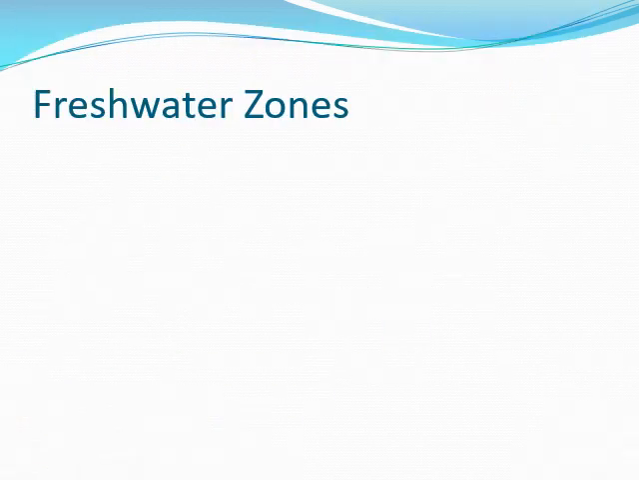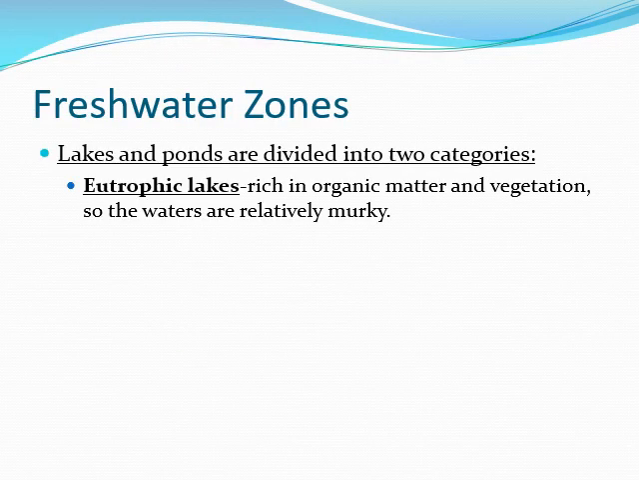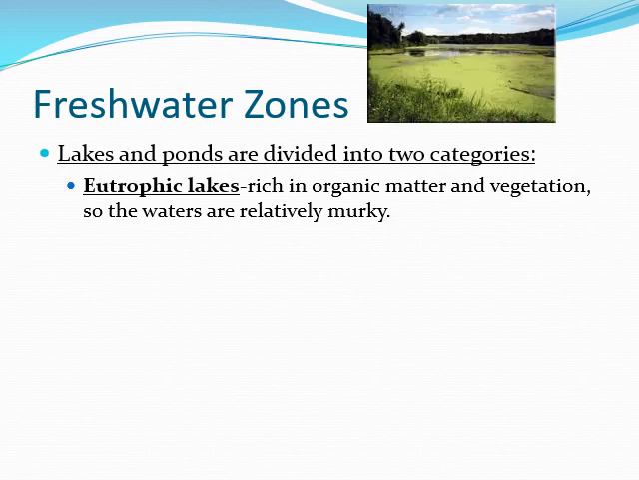We are probably most familiar with the freshwater zones in our area. This includes things like lakes and ponds, for example. There's actually two categories of lakes and ponds when we look at what the water's like. A eutrophic lake has rich organic matter and vegetation, so the waters are kind of murky. And this is what we see with a lot of ponds and lakes in our area, as we can see in the picture up towards the top.